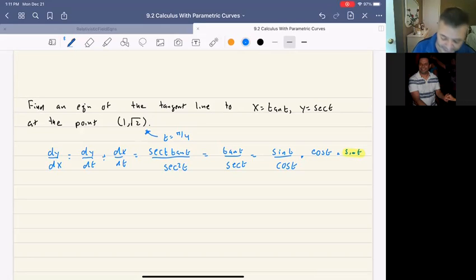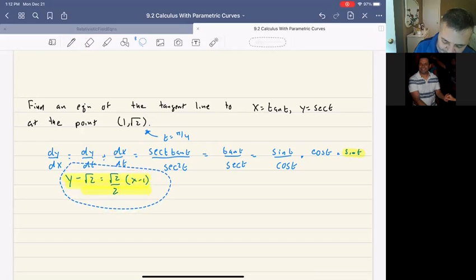So we're just going to have y minus square root of 2 equals, now what is sine of pi over 4? Root 2 over 2. Times x minus 1. So none of that was that interesting. But what's interesting is let's draw the graph.